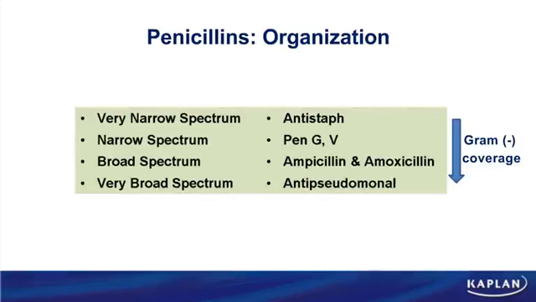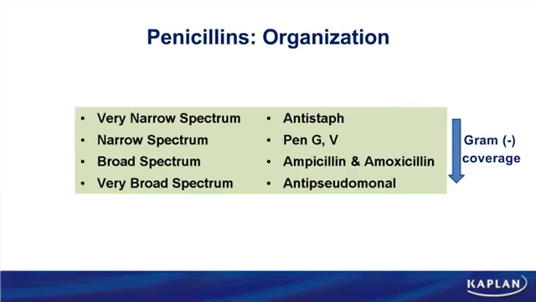I would encourage you to use this slide as a way to organize the penicillins, in essence, into generations. If you start with the very narrow spectrum anti-staph penicillins, then go to the narrow spectrum Pen-G and Pen-V. We then have broad spectrum ampicillin and amoxicillin, and the very broad spectrum anti-pseudomonal drugs. You've just organized your penicillins into increasing gram-negative coverage.